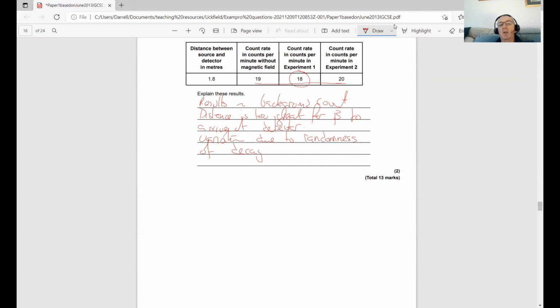So I think if you didn't realize that this is the same experiment and so it has the same background count, you might struggle to answer this. But the magnetic field is having no effect at all because the count really isn't changing. The variation in the count is due to the natural variation, the randomness of radioactive decay.